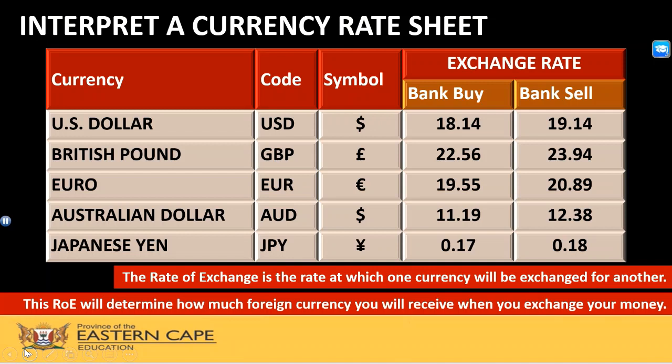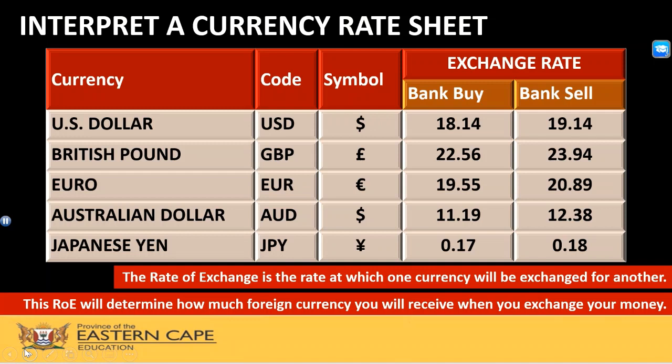On this particular slide, you will see that there are two rates given. One is a bank buying rate, and the second is a bank selling rate. This information is actually only relevant in grade 12, where you will be required to differentiate and decide which rate you are going to use, whether it is the bank buying rate or the bank selling rate.